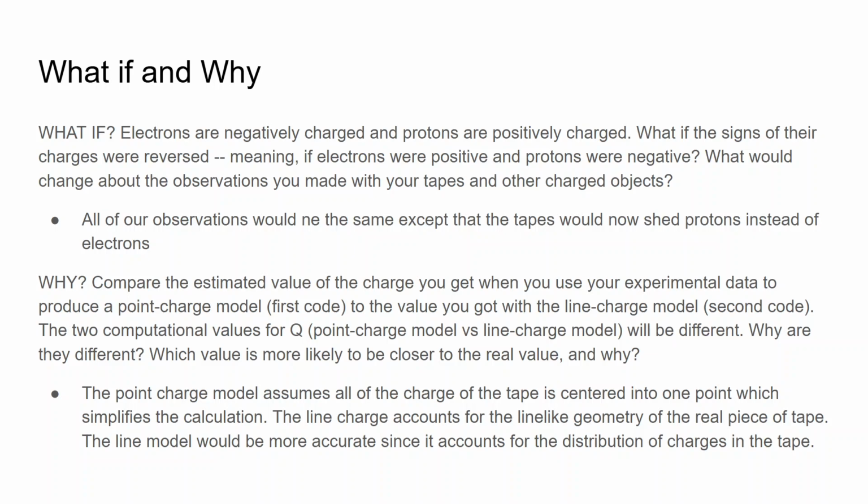The point charge model assumes all of the charges of the tape is centered into one point, which simplifies the calculation. The line charge accounts for the line-like geometry of the real piece of tape. The line model would be much more accurate since it accounts for the distribution of charges in the tape.